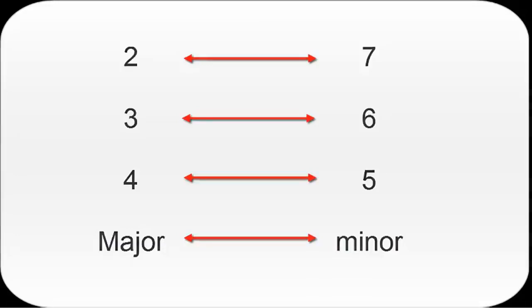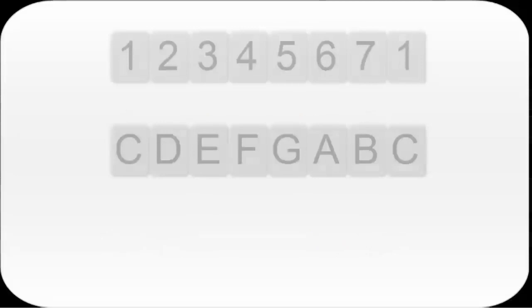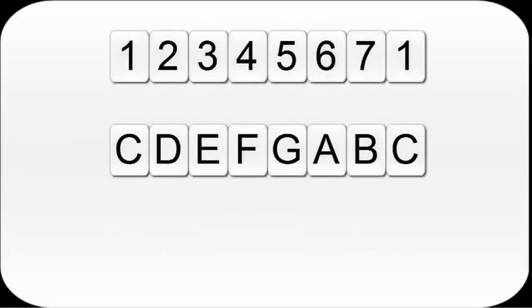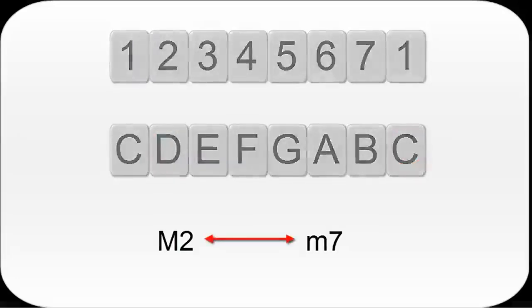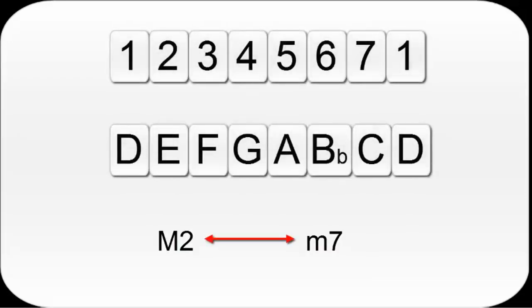Alright, let's invert some intervals. Starting with a major 2nd. We're going to use the C major scale. So C to D is our major 2nd. If we invert that, D to C, well, our major interval should become minor, and our second should become a seventh. So let's check the D minor scale for this minor seventh, since D is now technically our root. As you can see, it in fact does belong to the D minor scale. Inverting our major second gave us a minor seventh.